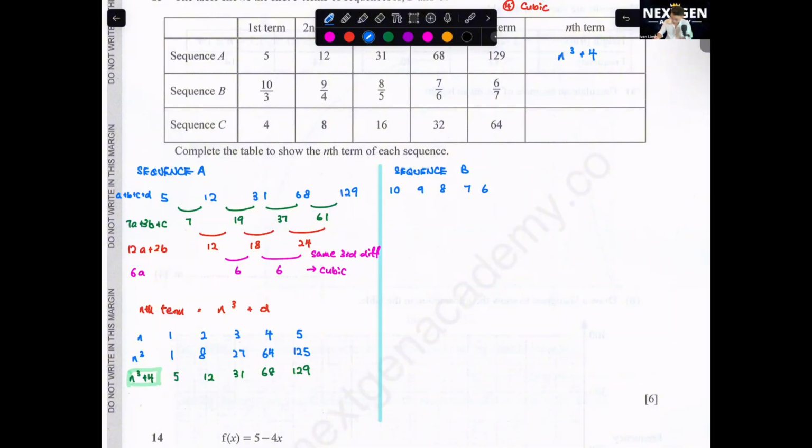What will we get here? We use the formula a plus n minus 1 d. A is your first term. So 10 plus n minus 1 times minus 1. So 10 minus n plus 1. So we get 11 minus n.